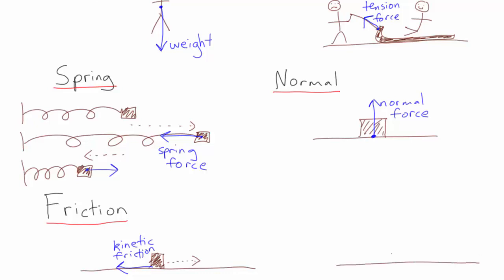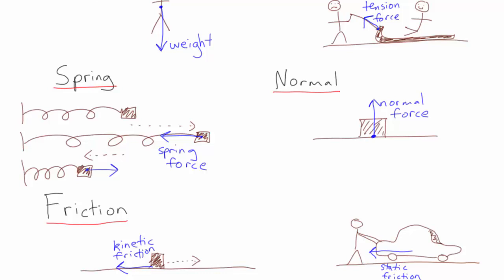Friction can also act on stationary objects. For example, if you try to push a parked car, it won't move, even though you're applying a large force. The friction here is called static friction. Usually static friction is larger than kinetic friction. So this means if you push on an object and get it to move, the force you need to keep it moving is smaller than the force you needed to get it moving in the first place.